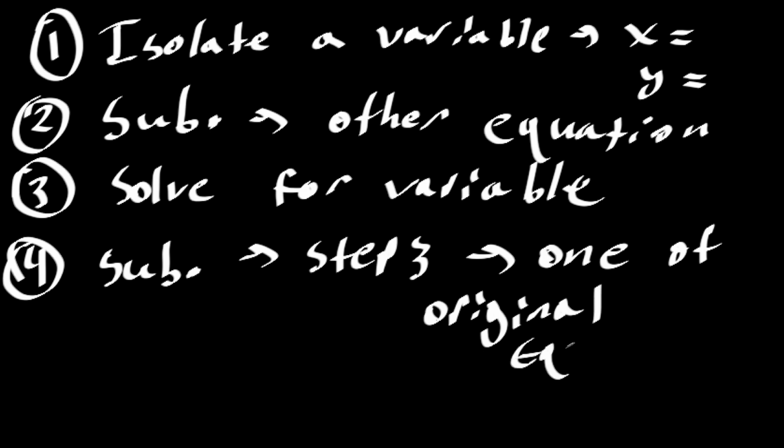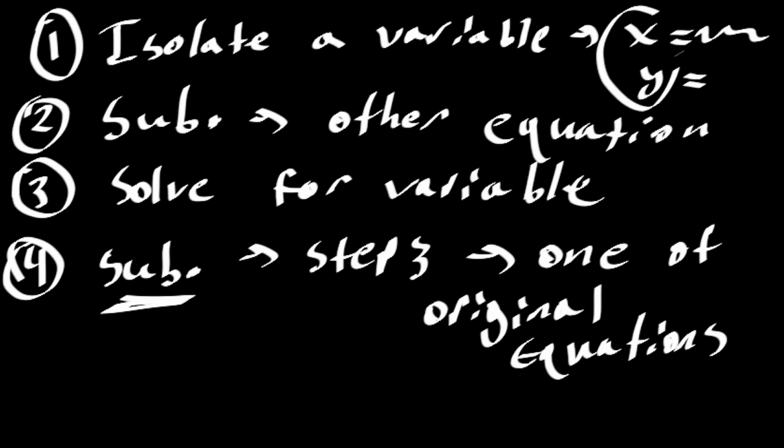Okay, so original equations. All right, so let me roll through that one more time. Isolate a variable, substitute that variable into the other equation, and you'll see it's x equals some stuff. You'll take that stuff and substitute it into your other equation. And then you're going to solve for whatever variable you have left. Then once you find that value, you substitute it into one of your original equations, and then you should be left with both an x and a y.